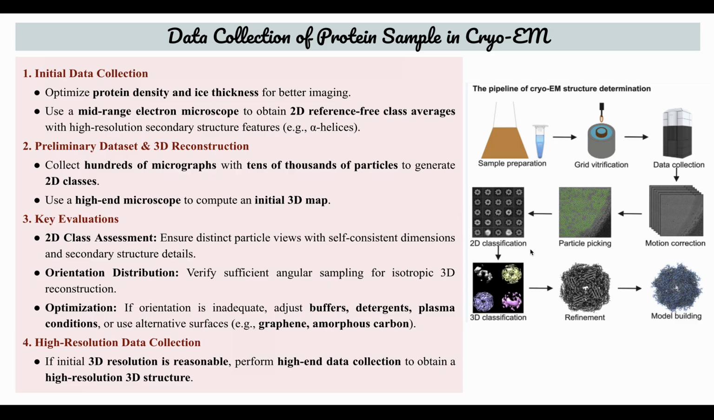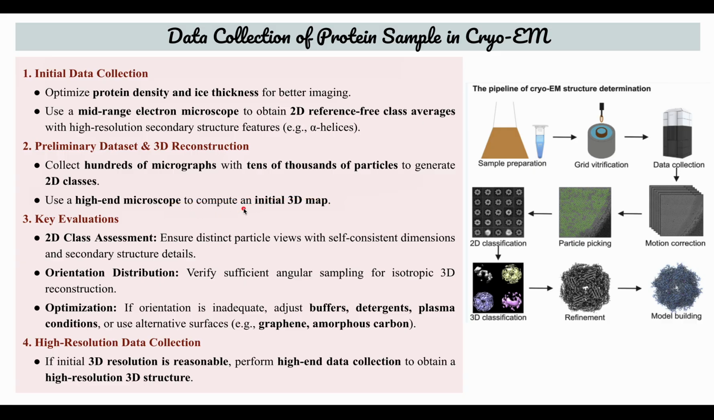To make sure of that, we perform averaging, and after performing the averaging, different 2D main classes are formed, and from those classes we make a 3D classification. We generate a 3D picture of that particular specimen, and ultimately refinement and model building is done. So, preliminary data set and 3D reconstruction: collect hundreds of micrographs with tens of thousands of particles to generate 2D classes. Use a high-end microscope to compute an initial 3D map. All these things are done using the computer.